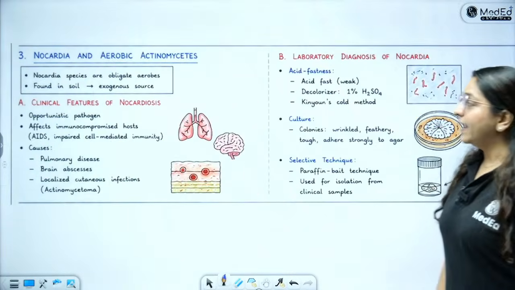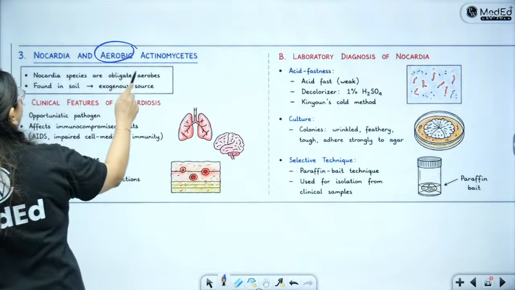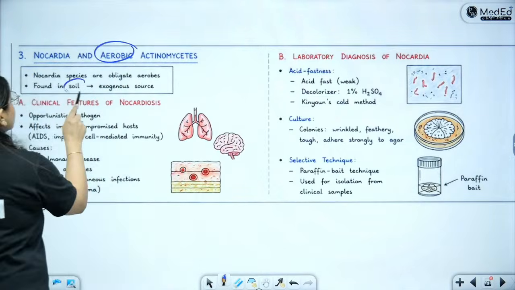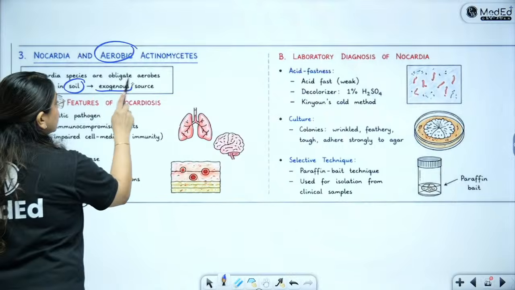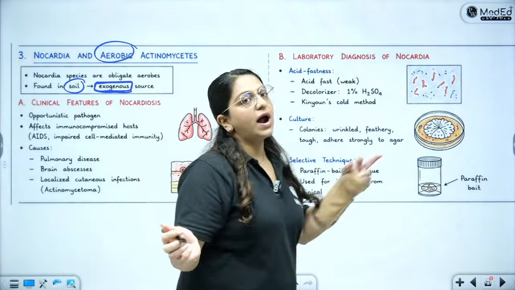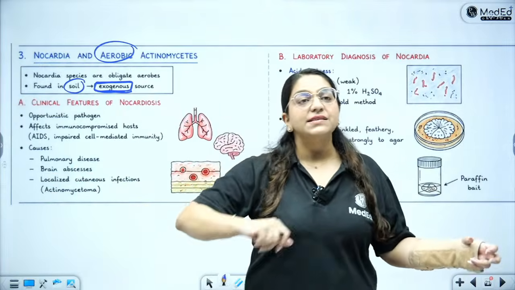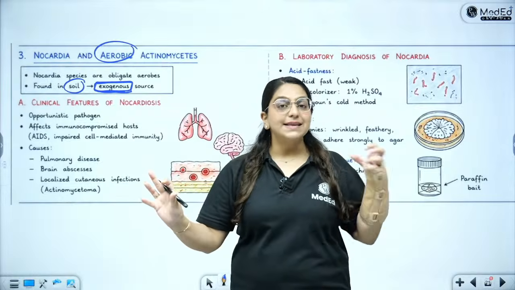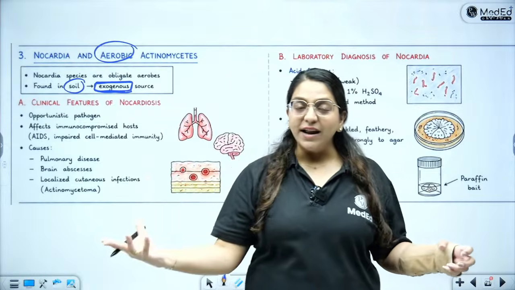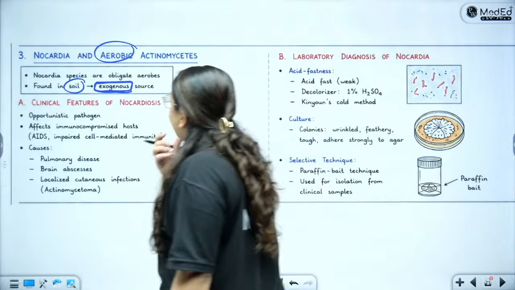Okay. Then you have Nocardia. What was Nocardia? It was aerobic. It is an obligate aerobe and it is found in the soil. Therefore, the mode of infection is going to be exogenous. So, you can make a differences table between actinomyces and Nocardia. Actinomyces is anaerobe, Nocardia is aerobe. Actinomyces is endogenous, Nocardia is exogenous. Actinomyces is non-acid fast, Nocardia is acid fast. So, at least these three things you can write in the differences table.